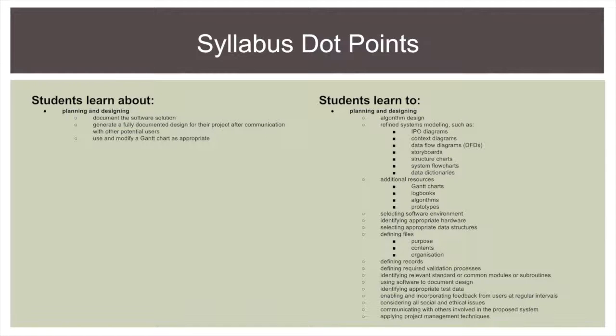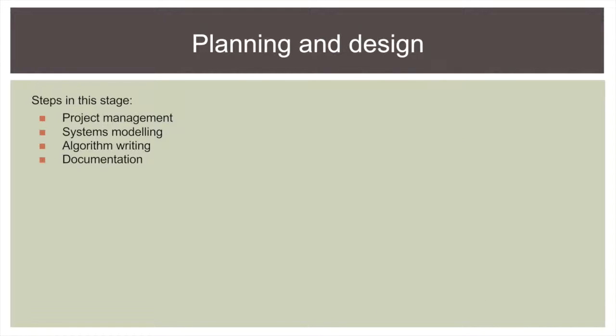As always, here are the dot points. As you can see, there's quite a few of them. Pause if you'd like to read them. Okay, so in this stage, there's 4 rough steps. We have project management, we have systems modeling, algorithm writing, and documentation.